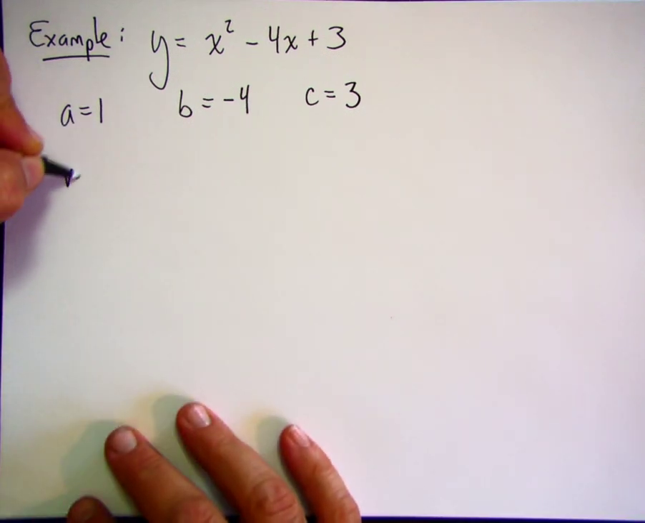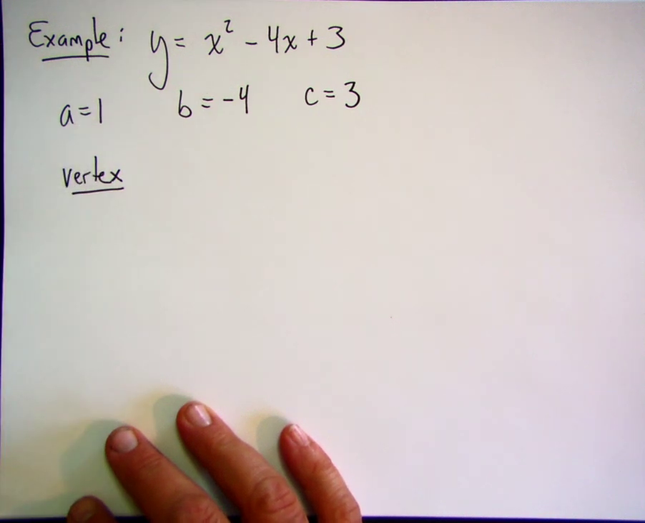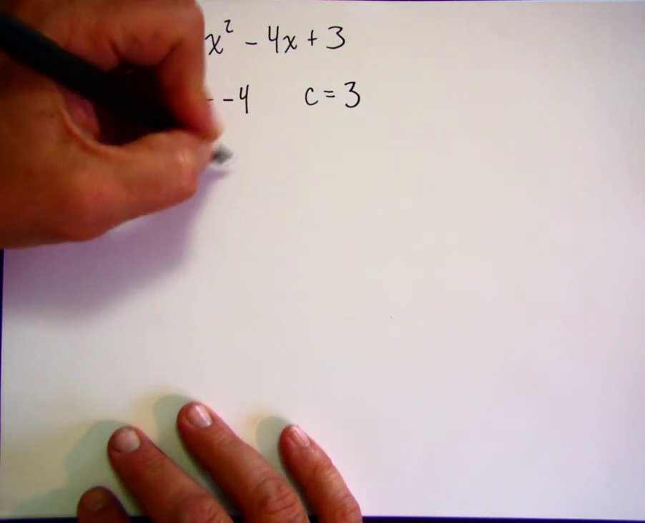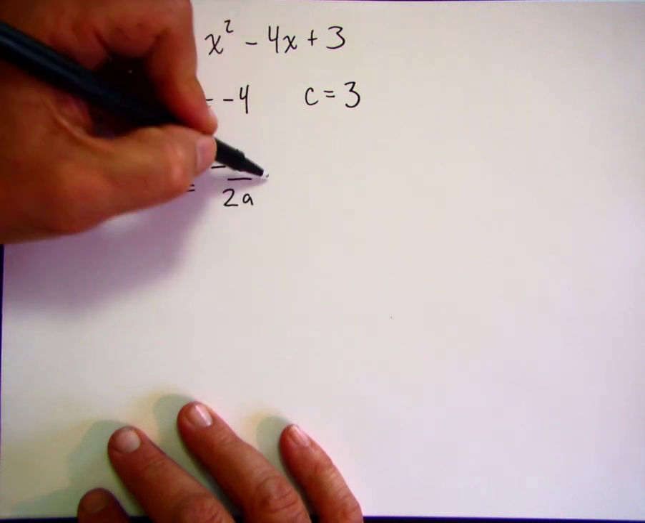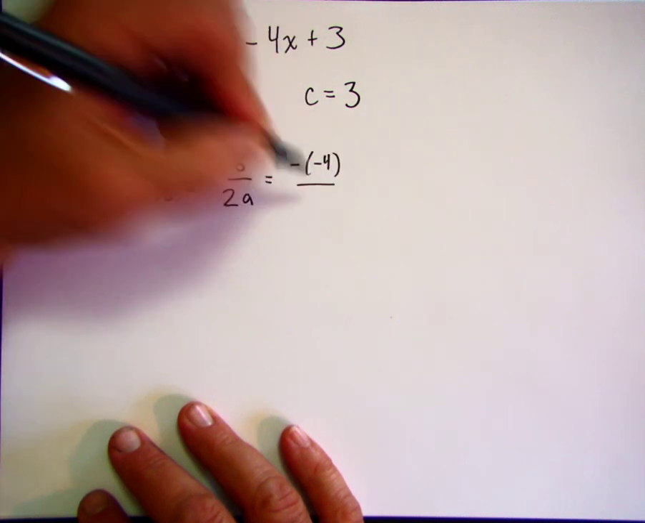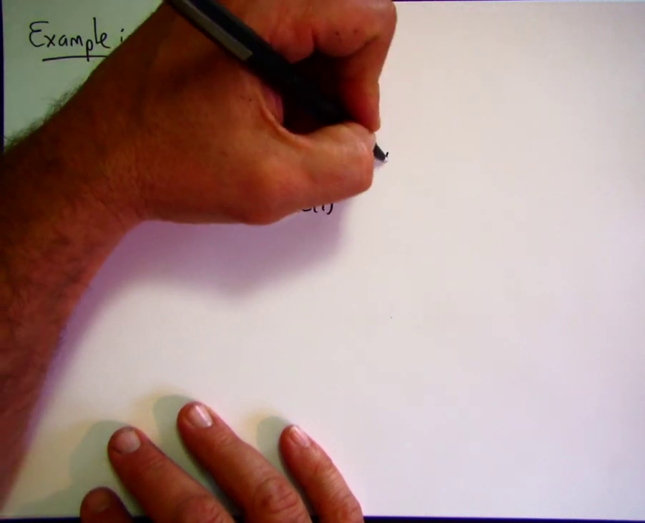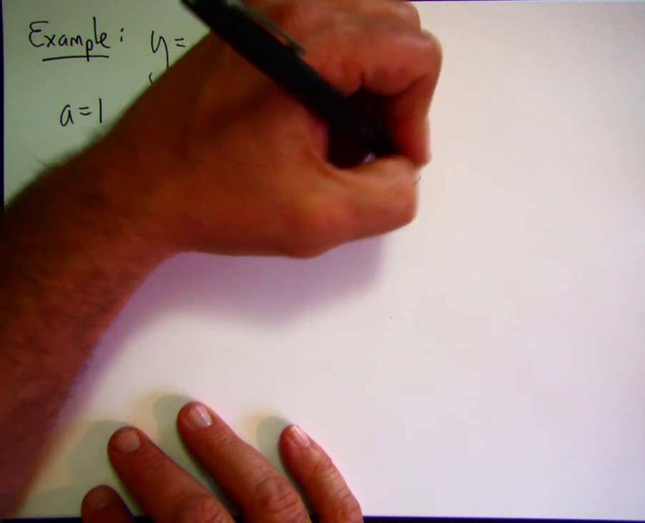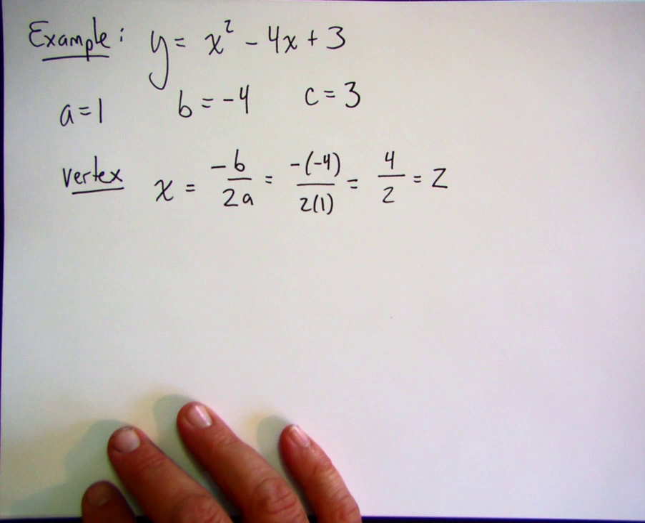The first step after that is to find the vertex of the parabola. That's either the lowest point of the parabola, if the parabola opens up, or the highest point, if the parabola opens down. You need to memorize a formula: x is equal to minus b over 2a. Now you just plug in b and a: minus minus 4 over 2 times 1. A negative of a negative is a positive, so that's a positive 4. 2 times 1 is 2, and 4 divided by 2 is 2. So the x value of the vertex is 2.